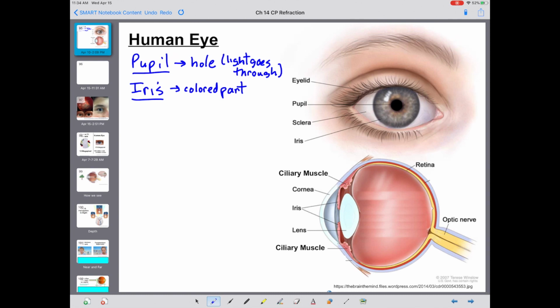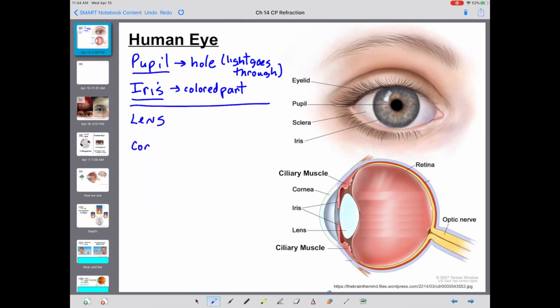Your iris then, the colored part, will control the size of the pupil. When it's dark outside, then the iris will spread and allow the pupil, the hole, to become larger and allow more light in. When it's very bright outside, then the iris will close in and make the pupil smaller so that not too much light gets into the eye.